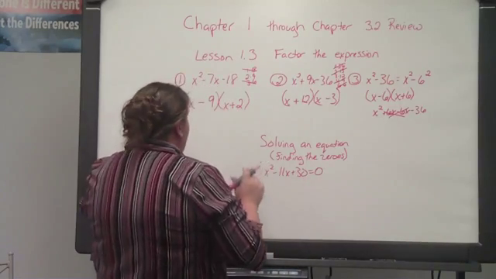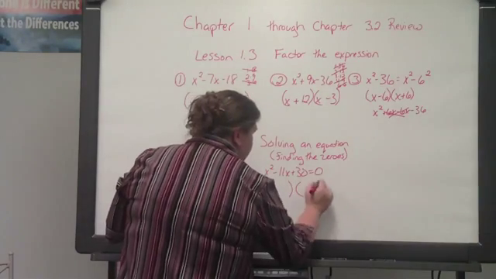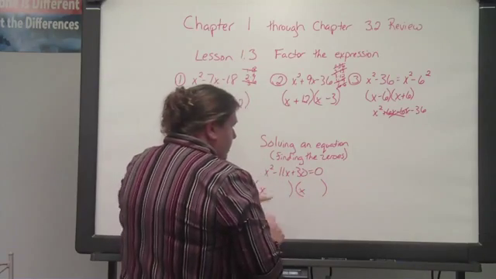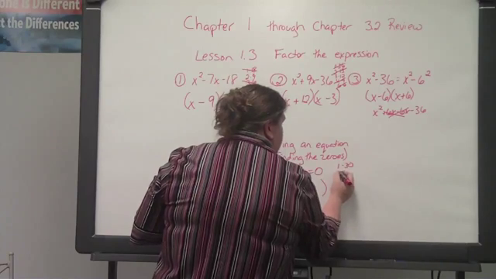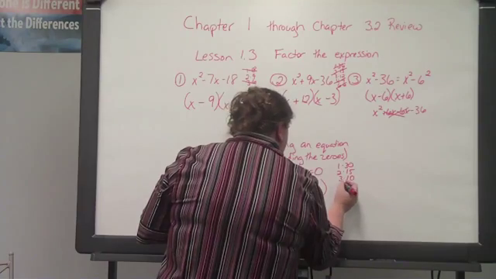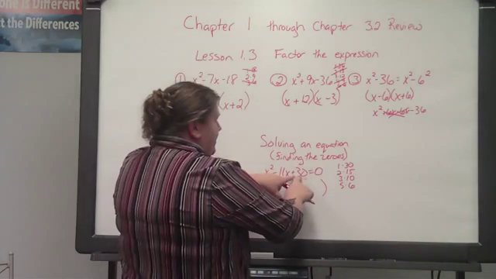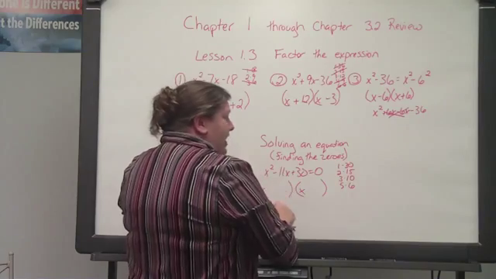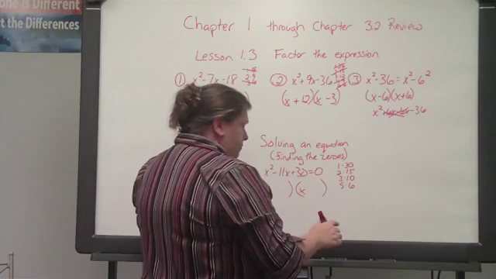Again, I want to go ahead and place everything that I already know. So I put my parentheses. Because this is x squared, I can say x times x. Now I need to find the factors of 30. We have 1 times 30. We have 2 times 15. 3 times 10. And 5 times 6. Because the 30 has a positive sign, but the 11 has a negative sign, that means that both of these factors are going to be negative.